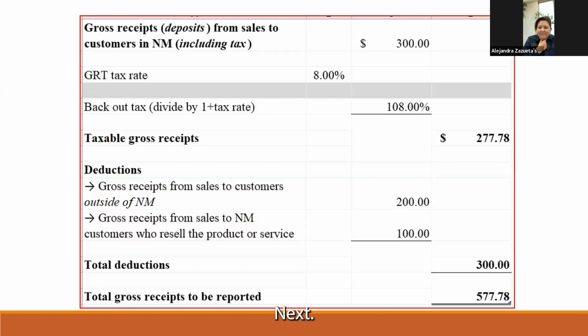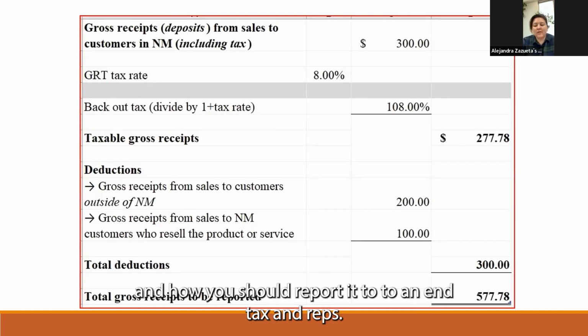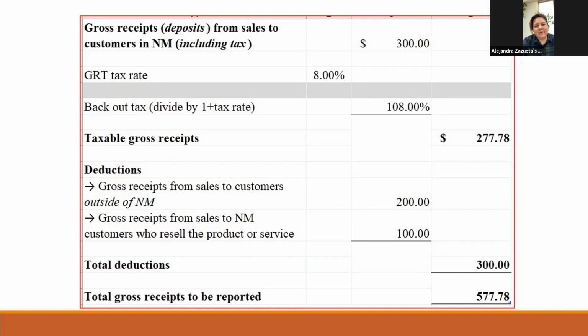Okay, next. So here's an example of how you should calculate your sales and how you should report it to NM Tax and Rep. So let's say you made $300 in sales, right? And these are from sales that are taxable. So you take out the gross receipt tax rate, and you end up with 277.